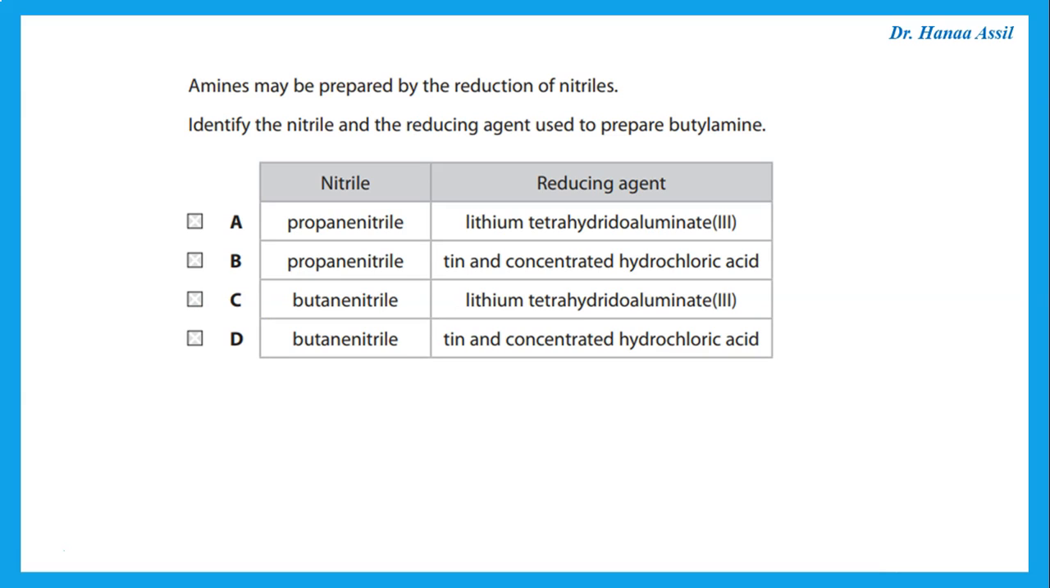Amines can be prepared by reduction of nitriles. Identify the nitrile and the reducing agent used to prepare what? We're trying to prepare butyl amine, so butyl amine starting from a nitrile. Remember that the nitrile is the C triple bond N. So, if I want to end up with butyl amine, then I'm going to start with the nitrile attached to 3 other carbons so that it has a total of 4 carbons. So this is butane nitrile or butyl nitrile.